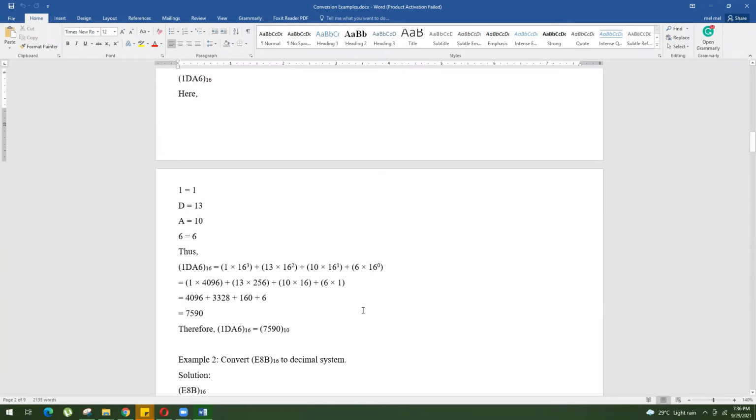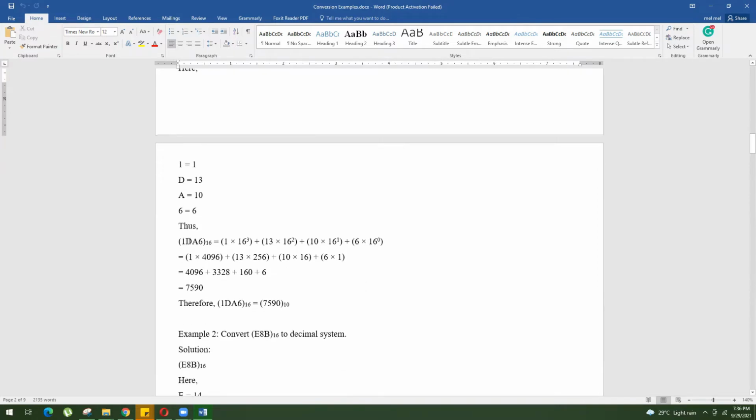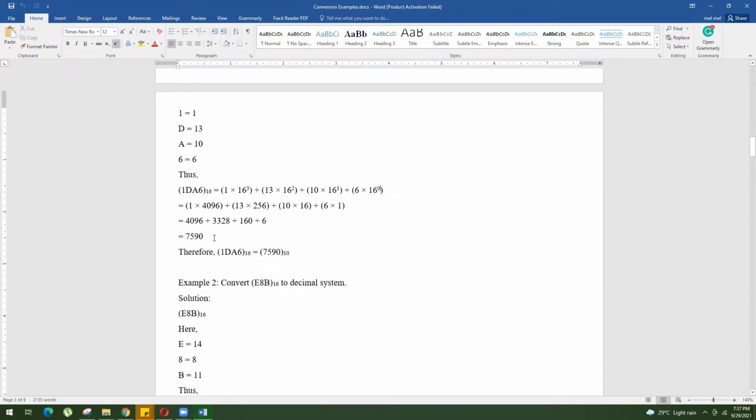Now, how about hexadecimal? How are we going to compute it? Take note, for a hexadecimal, you must convert the characters into their equivalent number in order to come up with the answer. For example, we have 1DA6 base 16. That is equivalent to: 4 minus 1 is 3, so the highest base power is 3, and the lowest is 0. So we have 1 times 16 raised to 3. D is equivalent to 13, times 16 raised to 2. We have A, which is 10, times 16 raised to 1, and we have 6 times 16 raised to 0. The equivalent of 1DA6 base 16 is 7590 base 10. There you have it, converting binary, octal, or hexadecimal to the decimal number system.